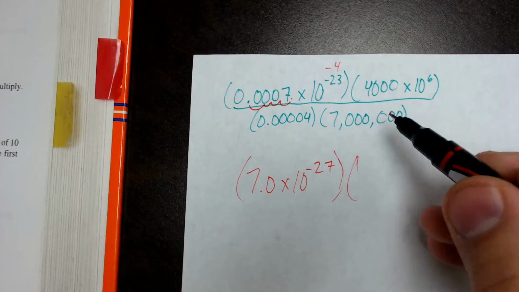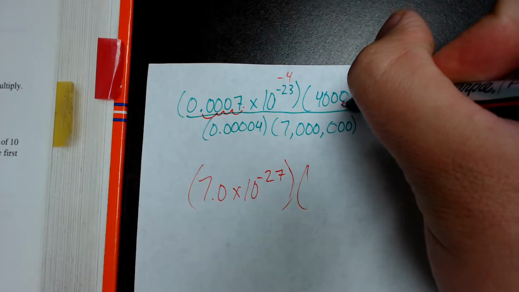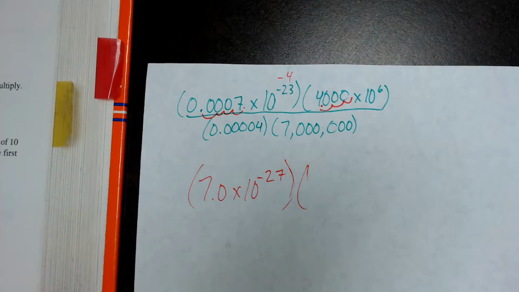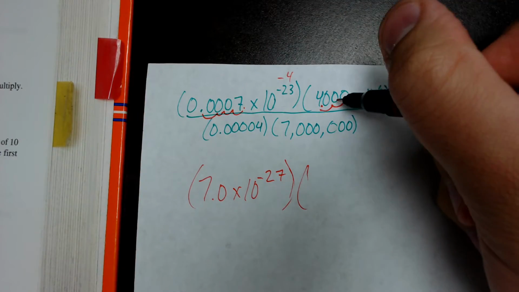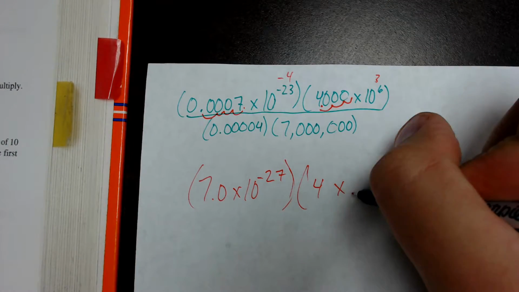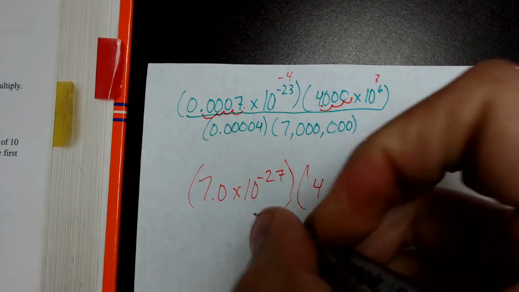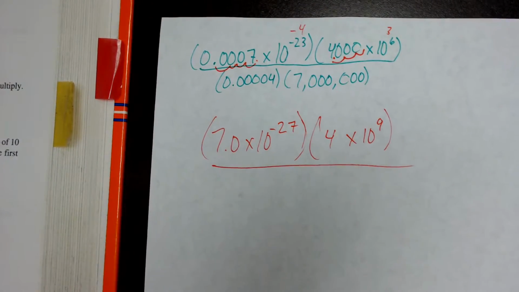Now let's go to the second number, 4,000 times 10 to the power of 6. We have a big number getting small, so we move 1, 2, 3 spaces to get right behind the 4. And then we're going to be adding 3 to 6. So that will be 4 times 10 to the power of 9. 3 and 6, 9. So that's our numerator. Now let's go to the denominator.